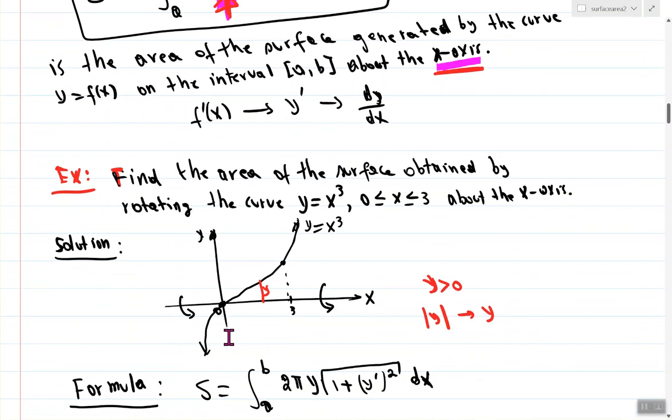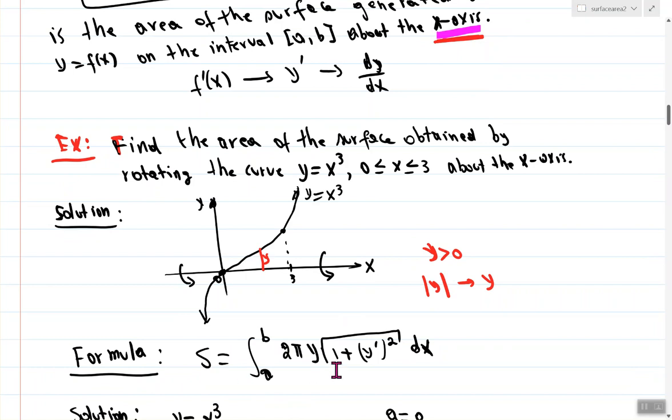So let's take an example. Find the area of the surface obtained by rotating the curve y equals x cubed, where x is between 0 and 3, about the x-axis. So about the x-axis, we can just write down directly the formula. S equals the integral from a to b of 2 pi y times the square root of 1 plus y prime squared dx. So we have to write this down because it says about the x-axis.